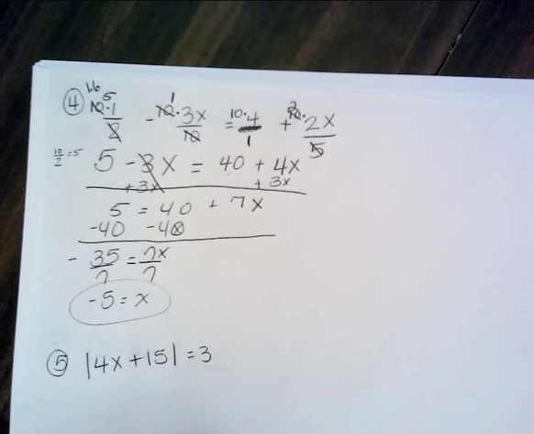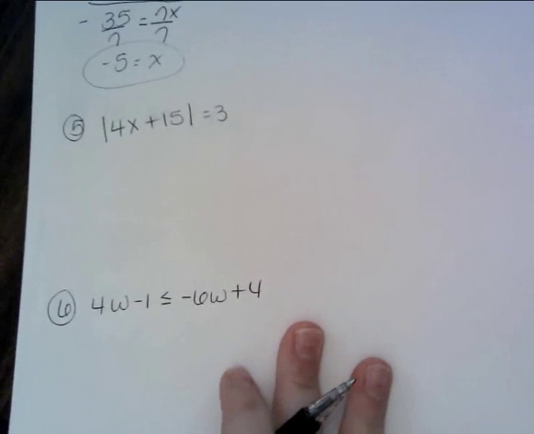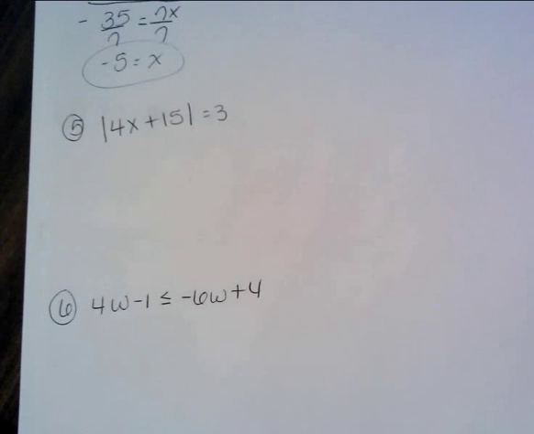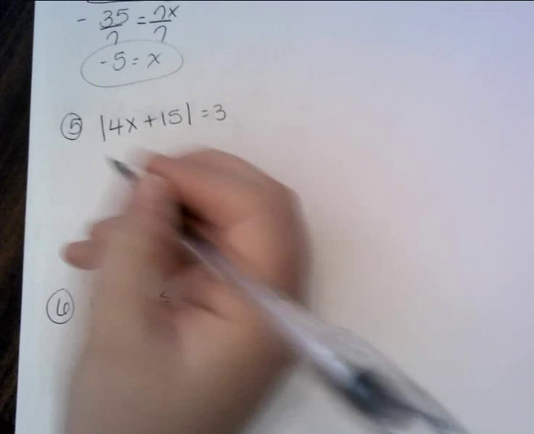Okay. Now here's where the fun starts with absolute values. This is where my confidence level kind of went down a little bit because it's been a long time since I've dealt with absolute values. So when dealing with absolute values, you are always going to take your equation and rewrite it twice.